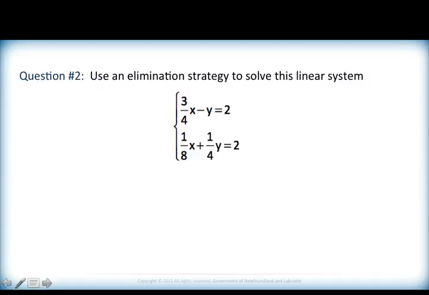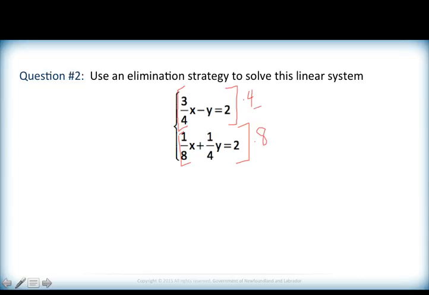Question 2. Use elimination strategy to solve this linear system. So of course, what we have to do first, we have to eliminate the fractional coefficients. In order to do that, we'll multiply the whole equation by the greatest common denominator. And in this case, it will be 4. In the bottom equation, we're going to do the same method, and the greatest common denominator here would be 8.